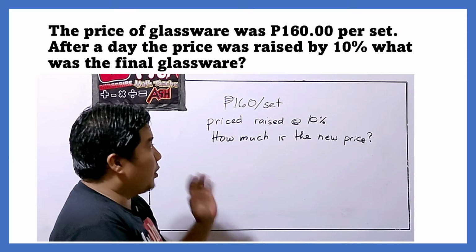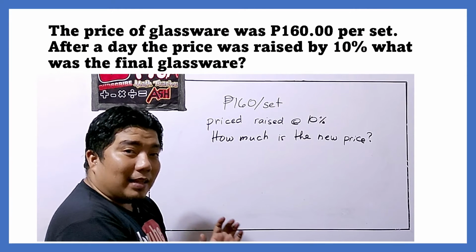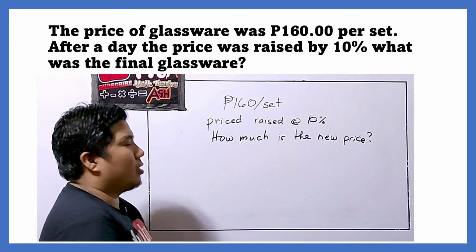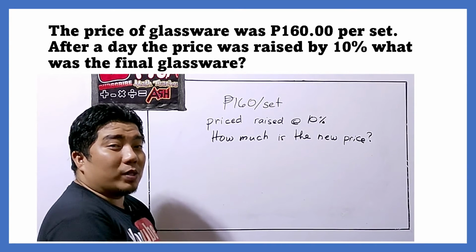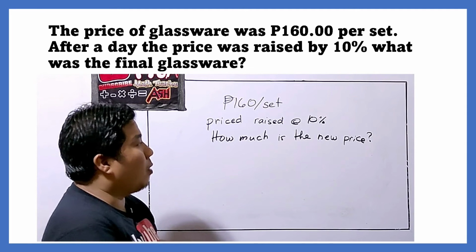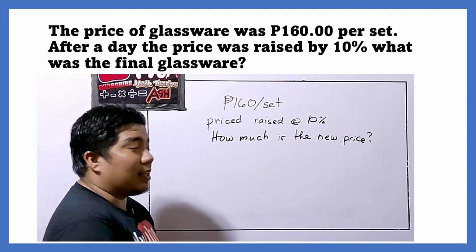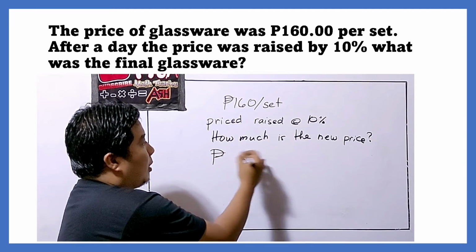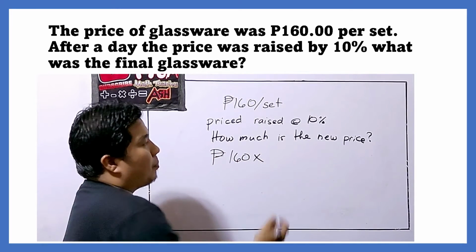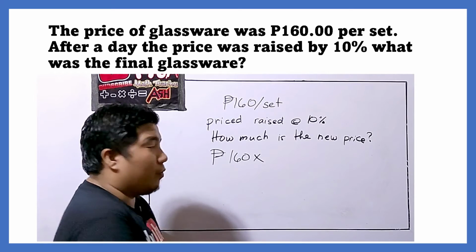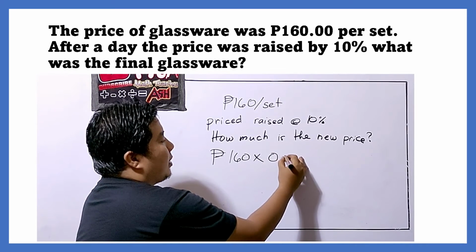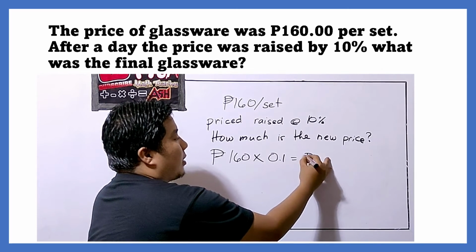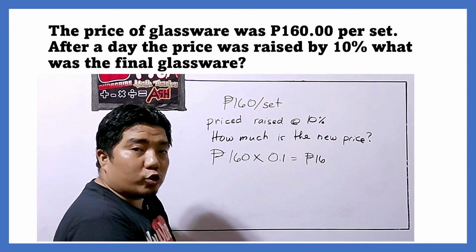Okay, my dear math learners, for this problem, it has been said that the set of glassware is 160 pesos. After a day, the price was raised by 10%. Now, how much is the new price of the set of glassware? Basically, you just need to multiply 160 by 10%. And 10%, when you convert that into a decimal, is 0.1. Of course, when you multiply this, the answer is 16 pesos.